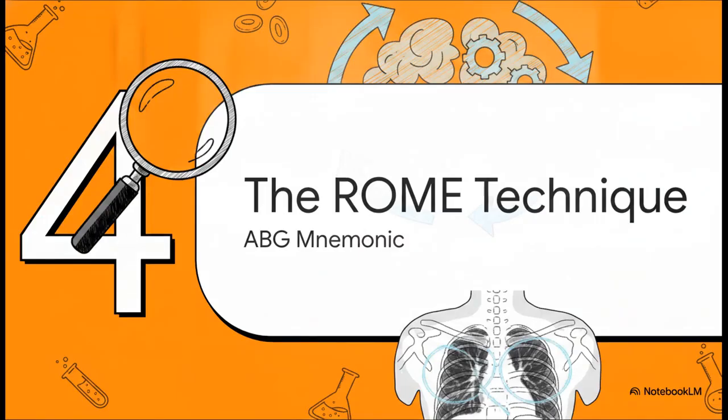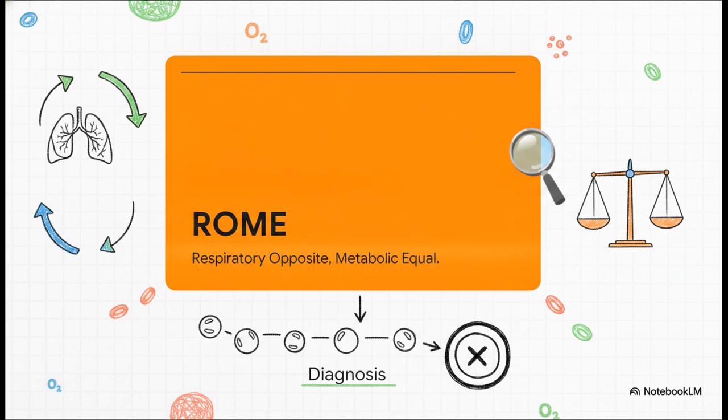Okay, here's where our detective work gets really fun. Section 4, the Rome technique, your ABG mnemonic. We are officially moving into what is easily the most powerful and reliable tool in all of ABG analysis. So, Rome stands for Respiratory Opposite Metabolic Equal. Let me say that again. Respiratory Opposite Metabolic Equal. Memorize this phrase.